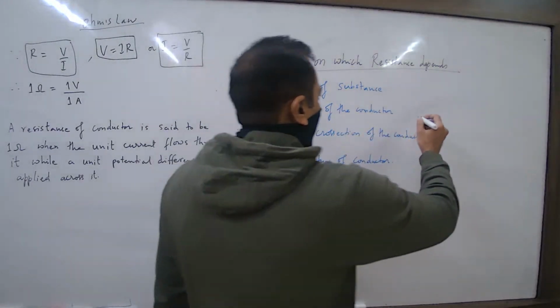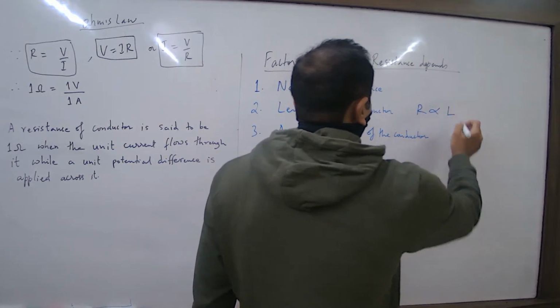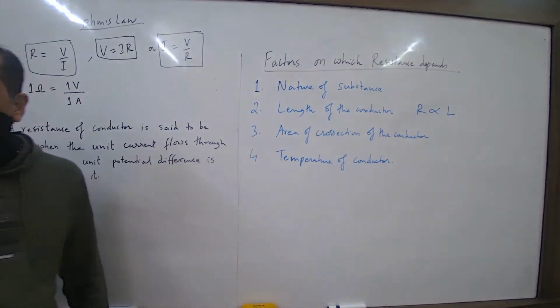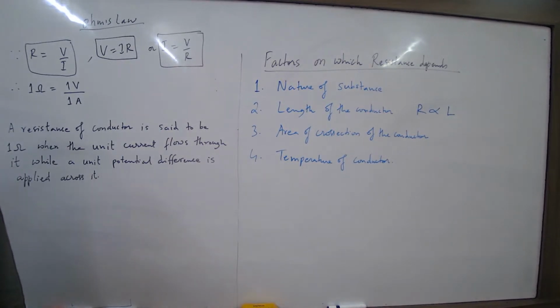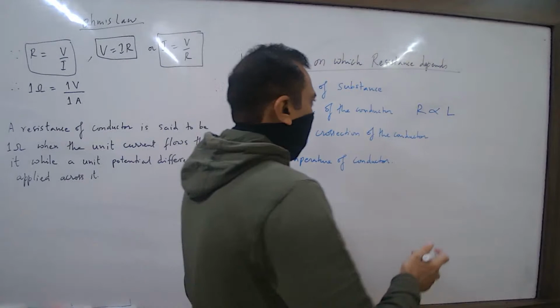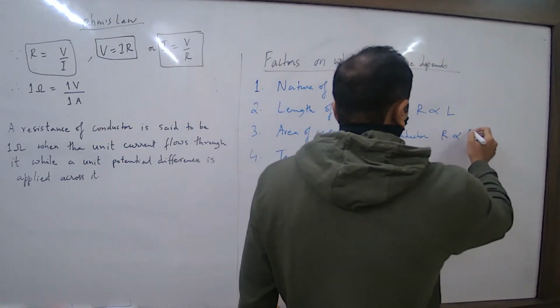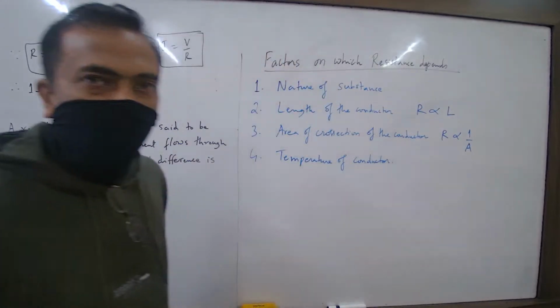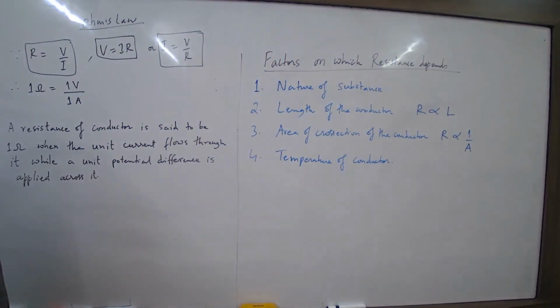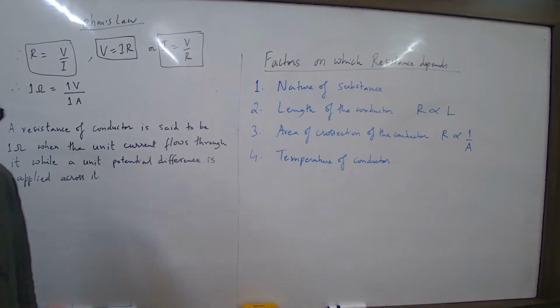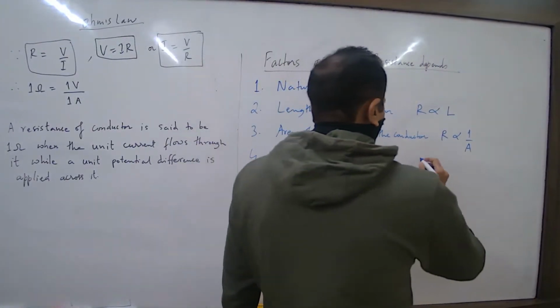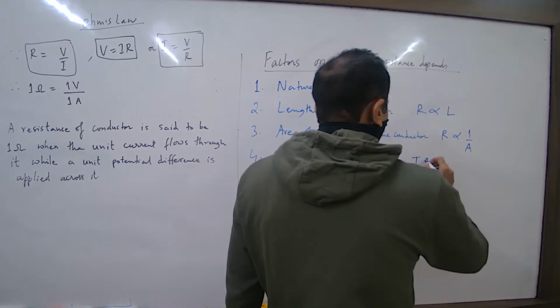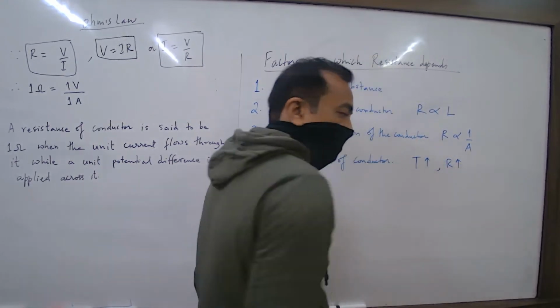When you increase the length, resistance is directly proportional to the length of the substance. So if length doubles, resistance also doubles. And resistance is inversely proportional to the area of cross section. If the area increases, resistance will decrease. So if the conductor is thick, its resistance will be less for the same length. If the temperature rises, resistance also increases because the collision increases.